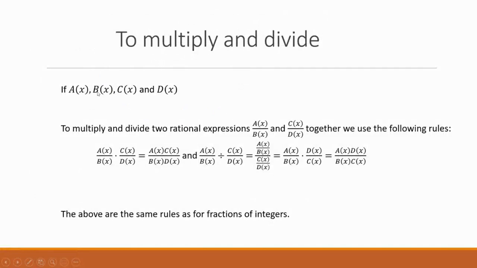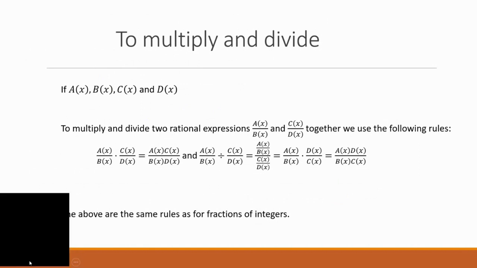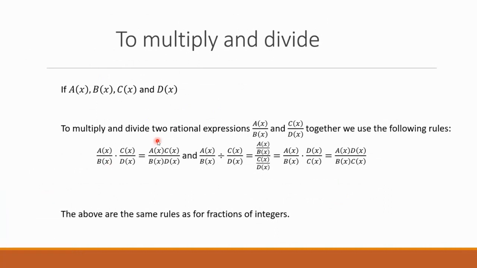Okay, good. Now we can also multiply and divide. And it's really just the same exact rules as with fractions of integers. In other words, to multiply two rational expressions, as you can see, you multiply the numerators and multiply the denominators.